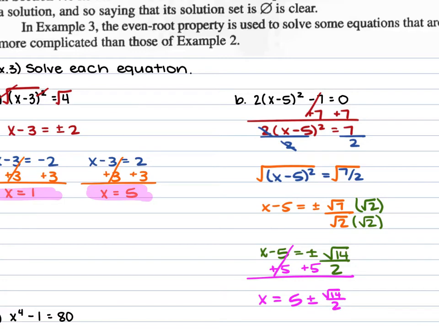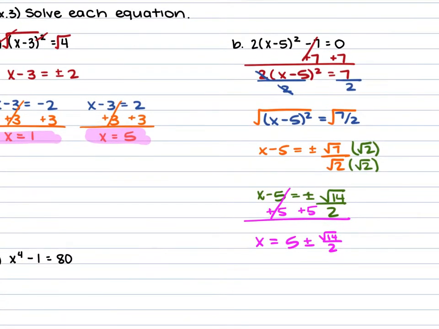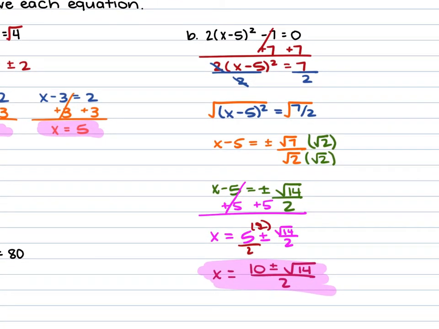If you also wanted to write this with like denominators, you would multiply the 5 by 2 and put it over 2. So this would just be x is equal to 10 plus or minus the square root of 14 all over 2. So either one of these is fine, either this one or that x is equal to 5 plus or minus the square root of 14 over 2. That just has the square root of 14 over 2.